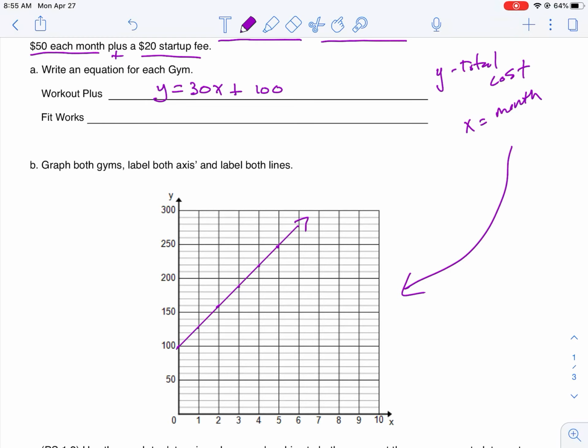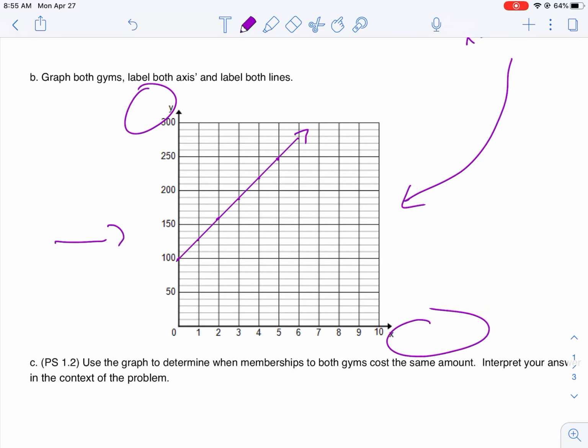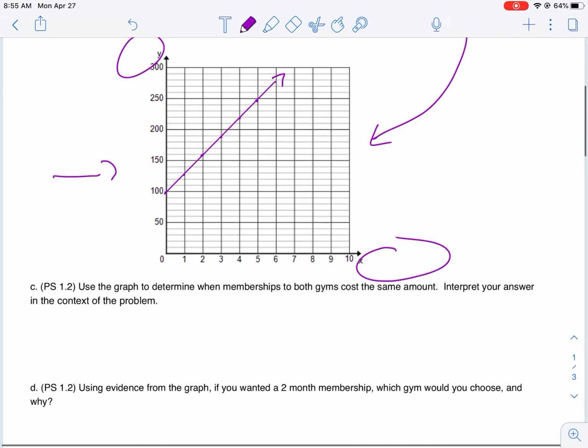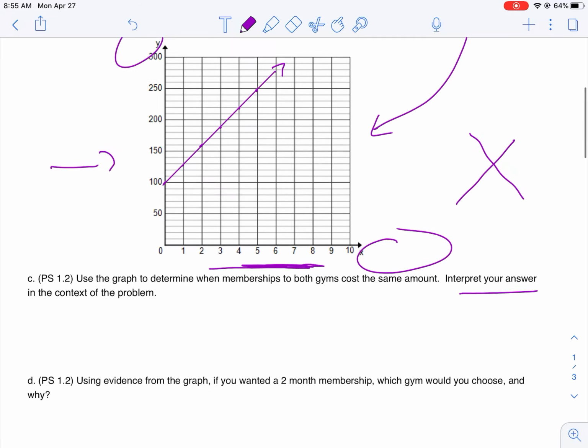What you're going to do is the same thing for Fitness Plus or Fitness Works. You'll graph the line as well. Don't forget the label. We've got to put those labels here. And then we're going to use it to determine when the costs are the same. Now the same is going to be where they crisscross. And you're going to interpret that by saying, oh, that's it. It's going to cost so much at so many months. Like if it's at 6 months, it'll cross a certain spot. If it's at 5 months, it'll cross a certain spot.